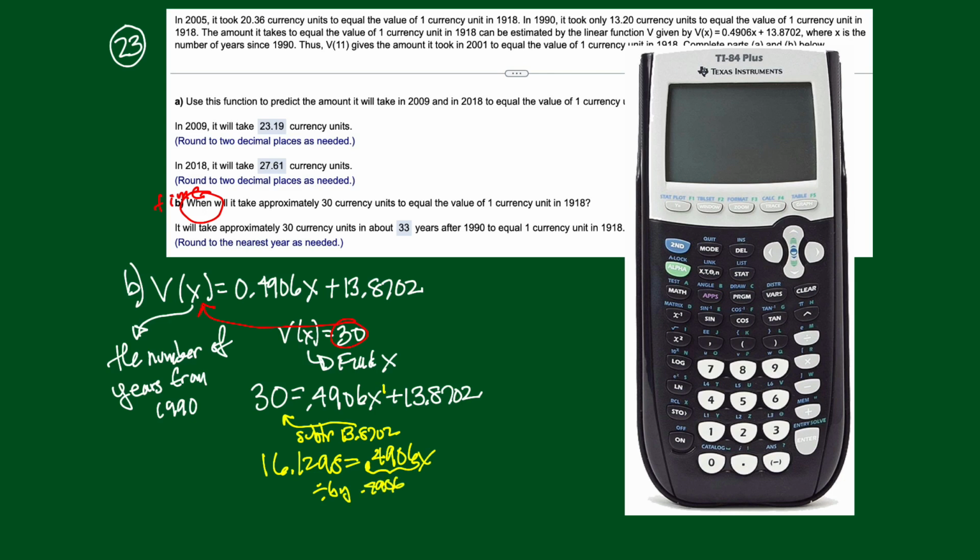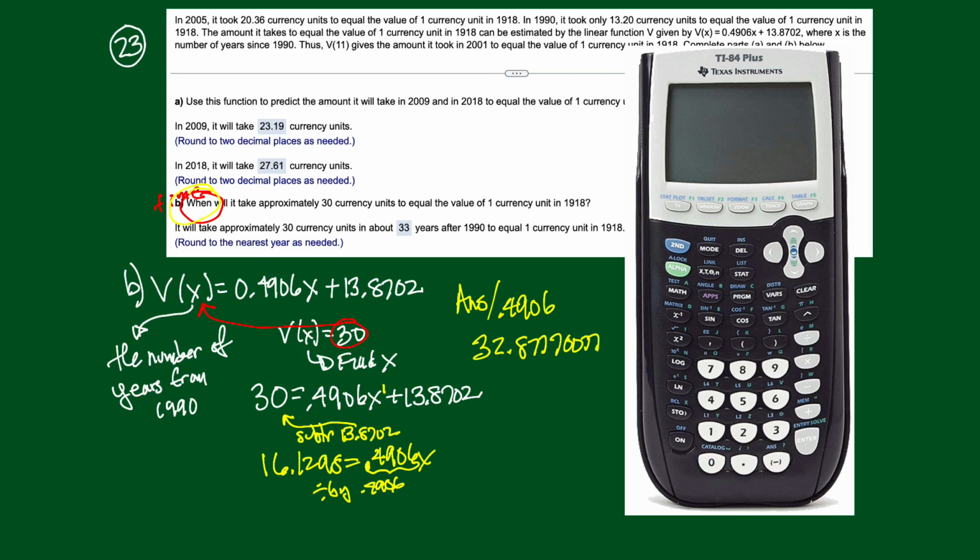You have this number in your calculator. It's already there. So just press the divide key. Your calculator probably looks like this: ANS, take the answer and divide it by, now type in the 0.4906. Press enter. Now what I'm getting is 32.8777077... But this is the number of years.